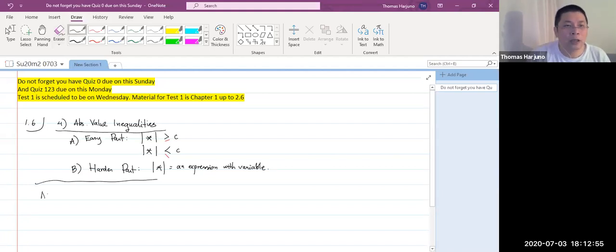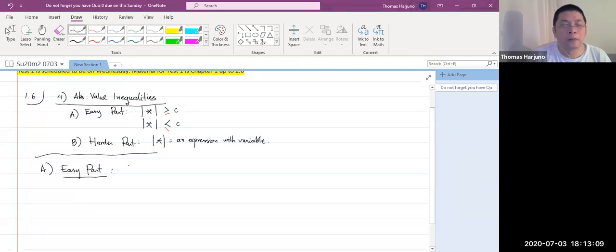Now, for part A, the easier part. There are two categories here. For C a positive number, let me do the absolute value of blah less than or equal to that C first. For example, the absolute value of x is less than or equal to, let's say, 3.